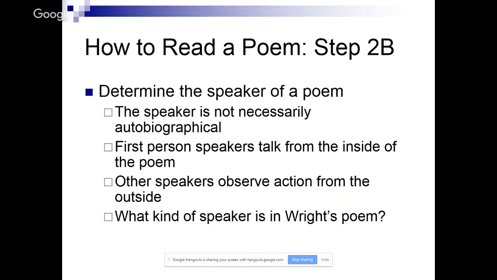So what kind of speaker do we have in Wright's poem? First person, third person. Okay, so we have a little bit of the I, but it's a little bit distant. Although the speaker is speaking from within the poem, it's not necessarily about him. It's the poet observing other things. So our speaker is very much an observer rather than talking about mostly their thoughts and feelings. Okay, so that's something we note as we move on.